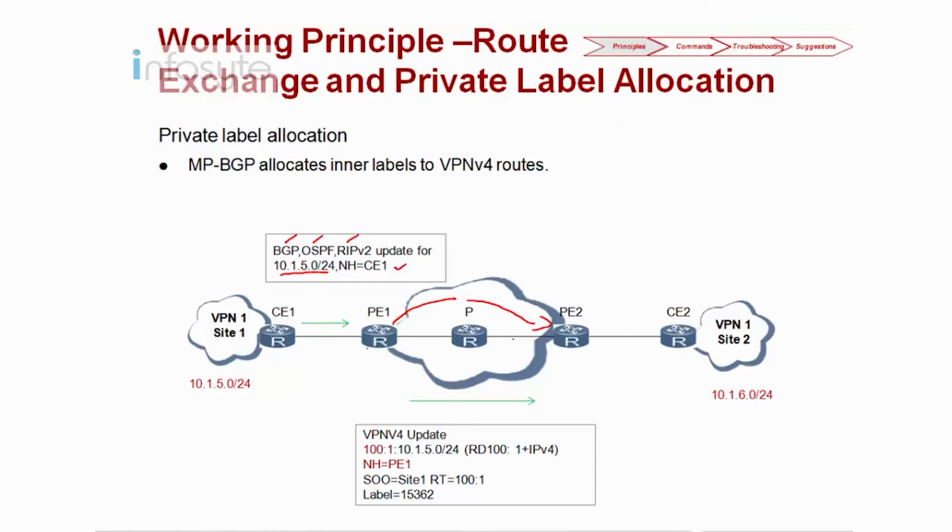After I learn the update, PE1 is going to exchange the route to PE2 using MP-BGP. Under MP-BGP, they will send the VPNv4 update. So you look at this: 100:1:10.150. This is called the RD plus your v4 address. And the next hop is PE1. SOO, source of origin, is site 1, and the route target is 100:1. This route target is an export route target.